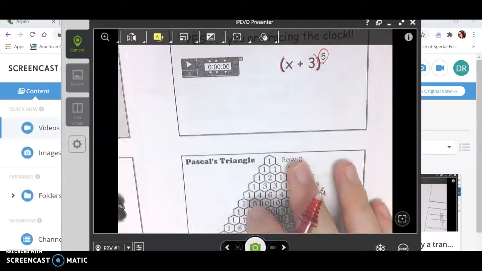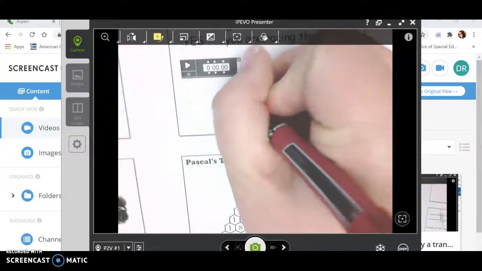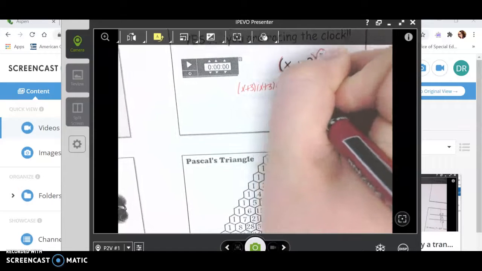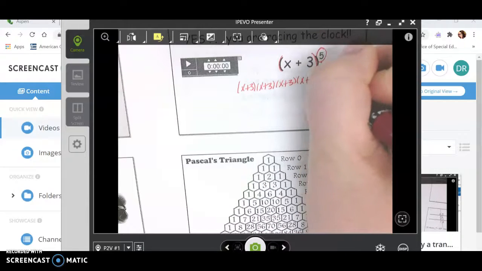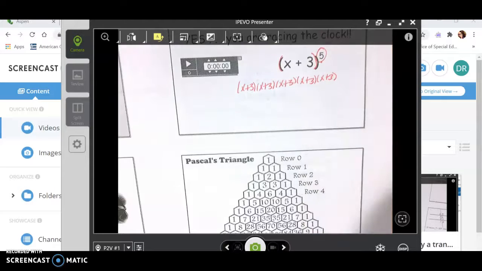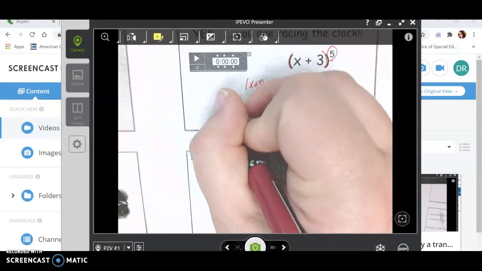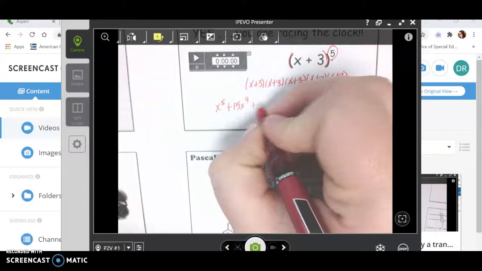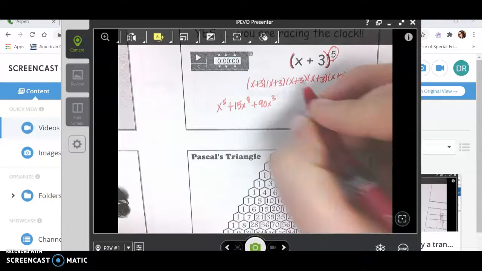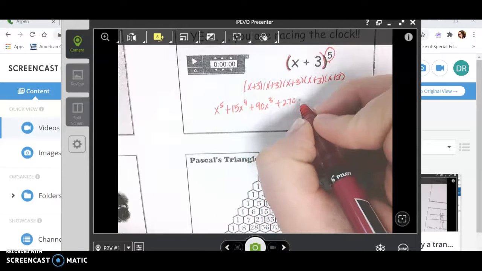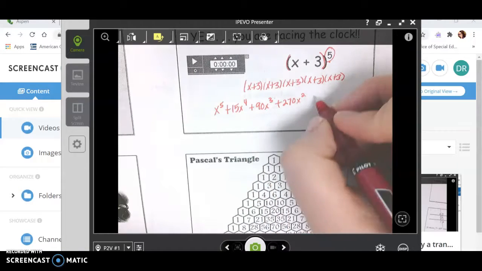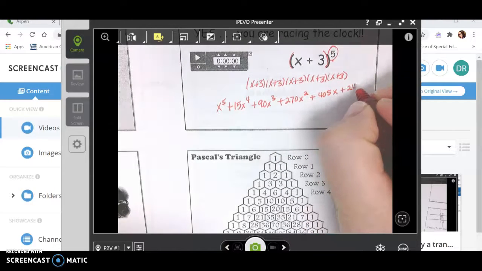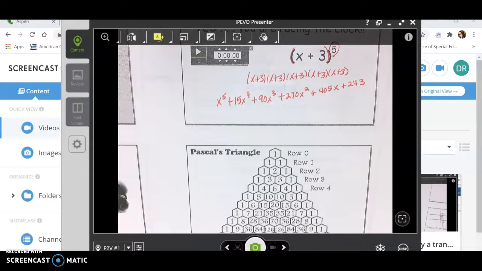When you attempt this question, this really means x plus 3 times x plus 3 times x plus 3 times x plus 3 times x plus 3. When you multiply all of that out, you should get x to the 5th plus 15x to the 4th plus 90x cubed plus 270x squared plus 405x plus 243, if you take the time to multiply that out. And that was kind of a pain in the butt.